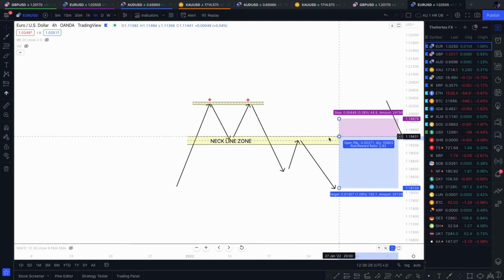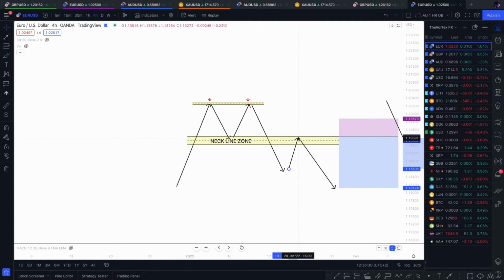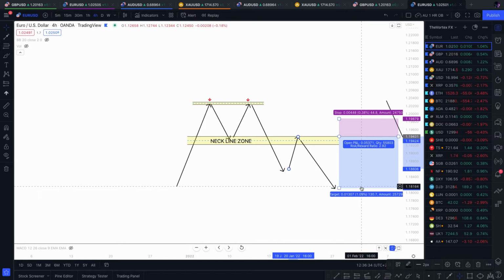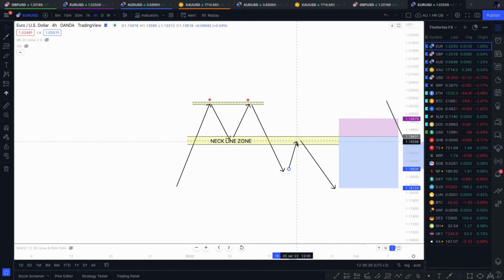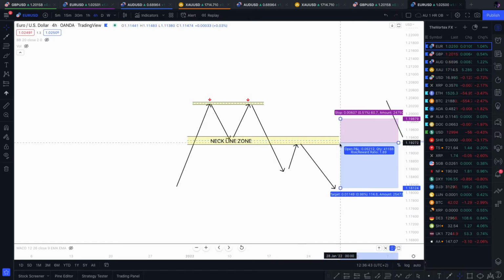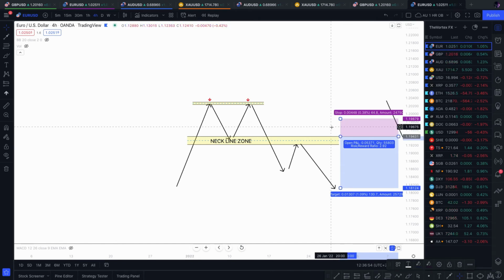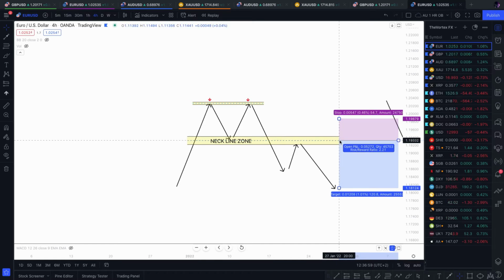Obviously, if we enter at the very top of the neckline, we have a higher risk to reward. If we enter at the very bottom, we have a lower risk to reward, right? Look there. You see. So this one would only give us a 1 to 1.6 or 1.7, and this one would give us nearly a 1 to 3, a 1 to 2.9, right? And if we enter in the middle, we could get a 1 to 2.2.